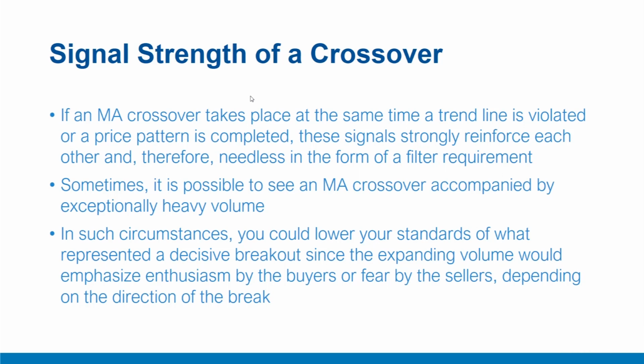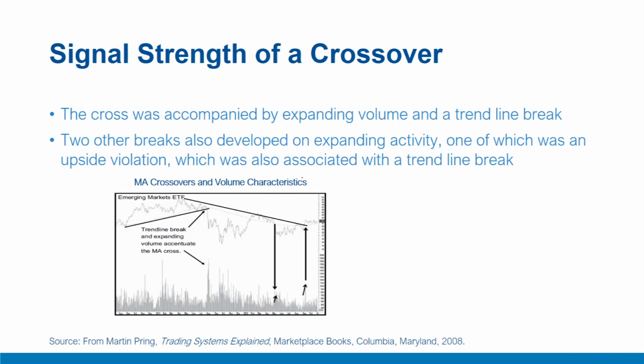Sometimes it's possible to see a moving average crossover accompanied with exceptionally heavy volume, and in such circumstances you could lower your standards of what represented a decisive breakout, since the expanding volume would emphasize enthusiasm by the buyers or fear by the sellers depending on the direction of the break. Notice the figure here. This cross was accompanied by expanding volume activity, and also a trend line break, which indicates a very strong signal.